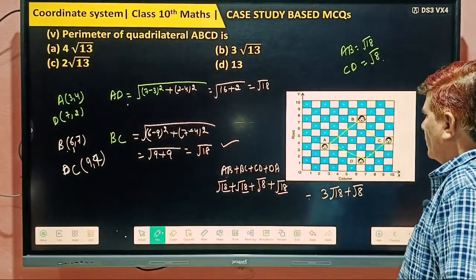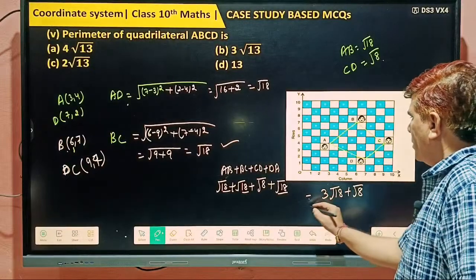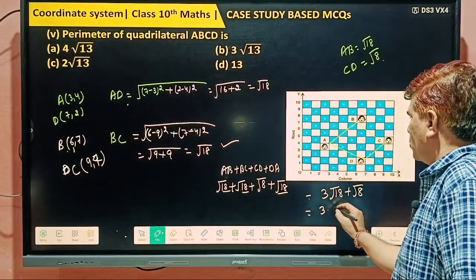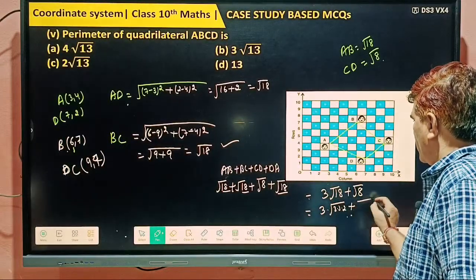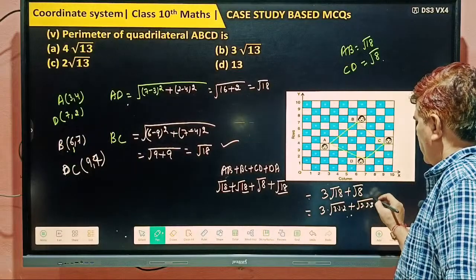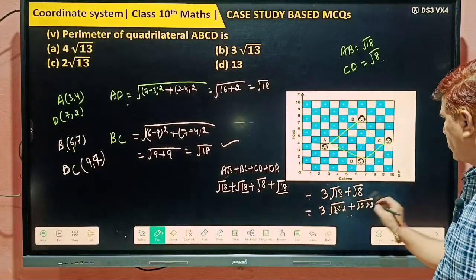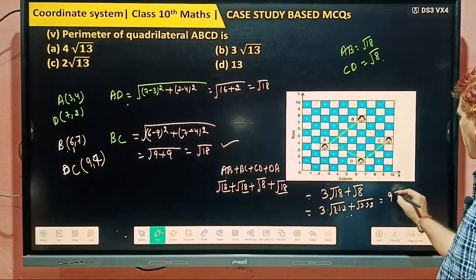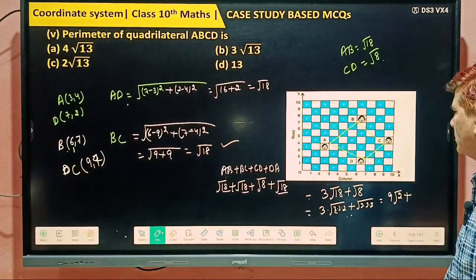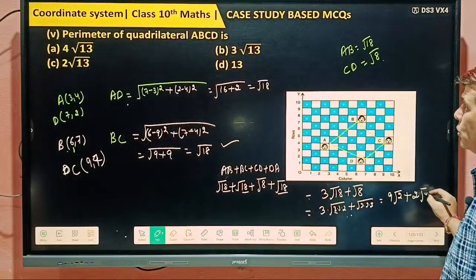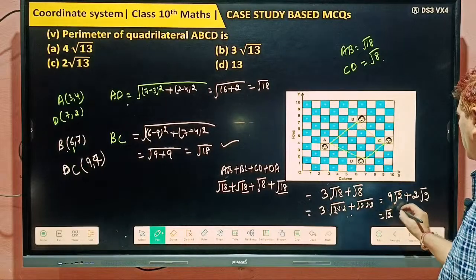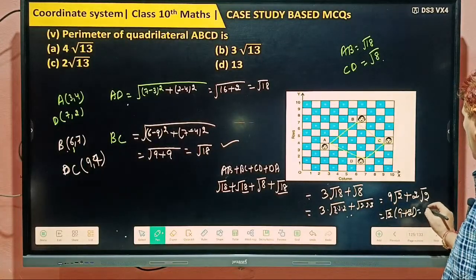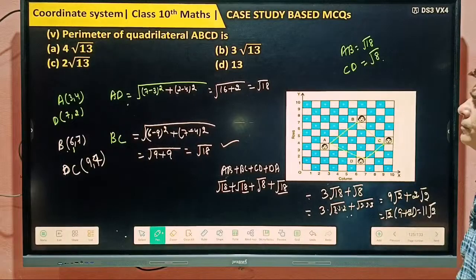Understood? This, how can we write? 3 into 3 into 3 into 2 plus 2 into 2 into 2. So 3 coming outside, 9 under root 2 plus 2 under root 2. So how much? Under root 2 is taken common, 9 plus 2. How much? 11 under root 2. Understood?